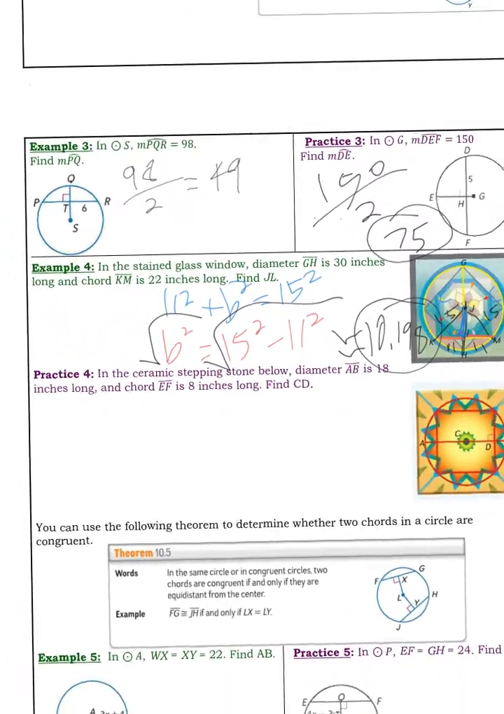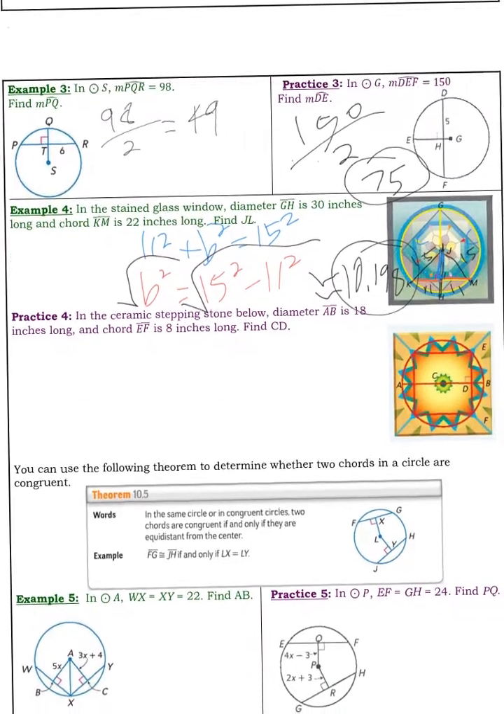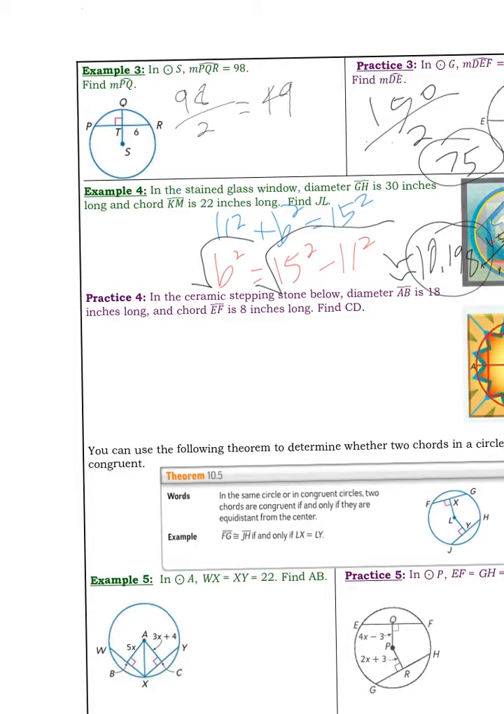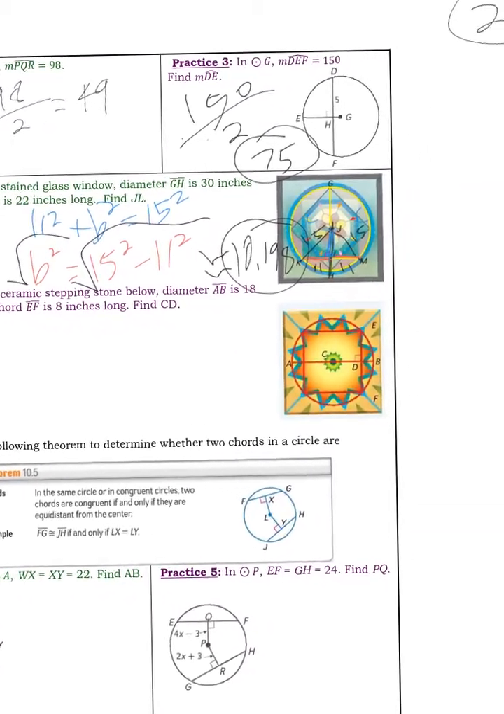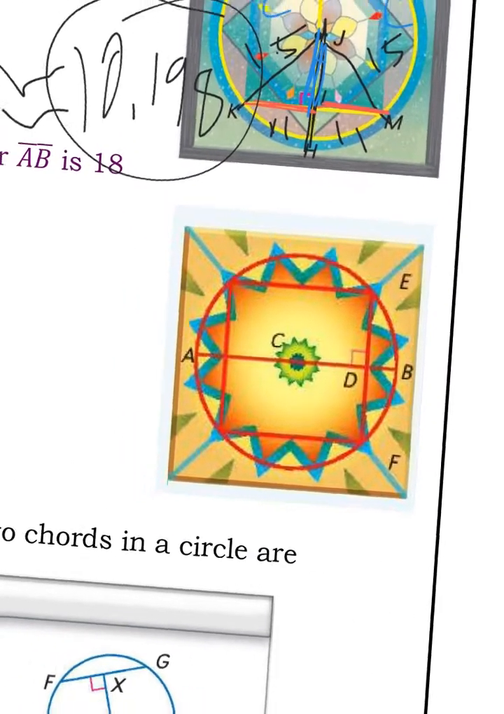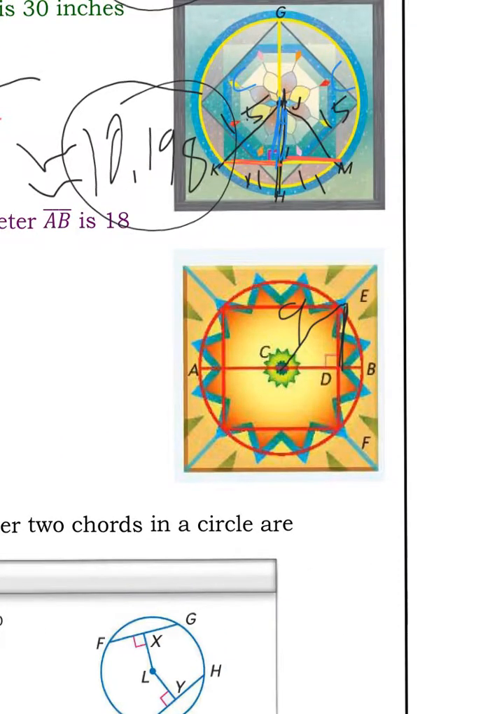All right, so probably going to have a similar example here. In the ceramic stepping stone below, diameter AB is 18. Chord EF is 8. Find CD. Yeah, it's the same exact kind of question. So AB is 18, which means the radius is 9. So from C to the edge, that's 9. From here to here, I'm going to cut half of that chord. So half of the chord is 4.